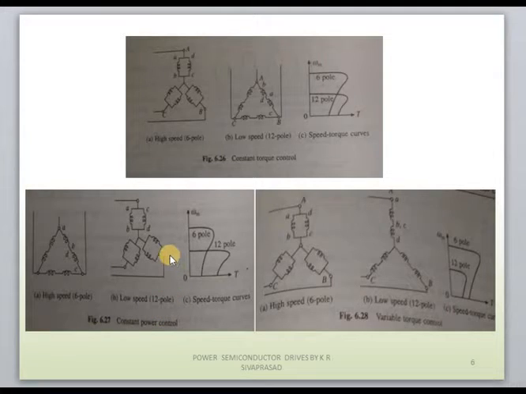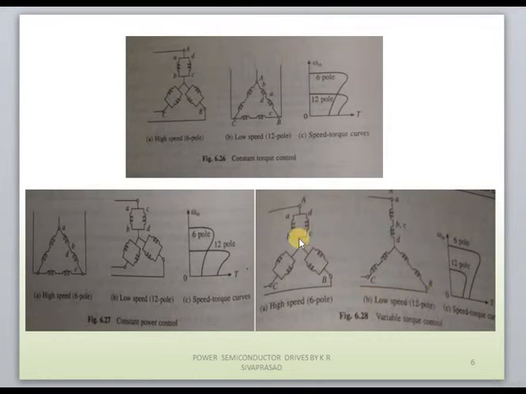Then the speed control characteristics will be like this for these two types of connections. First one is 6-pole, it is a high speed, that's why the torque characteristics will be like this. And 12-pole is a low speed machine, that's why we are getting this. Here the torque values are different, but the power will be constant here. So this second method of power control is a speed control.